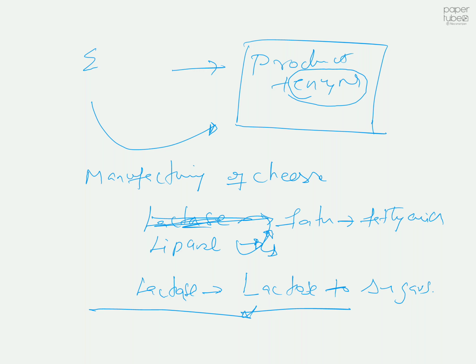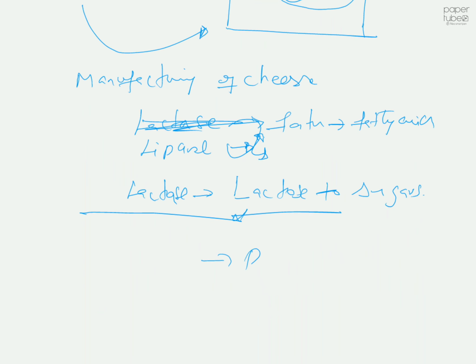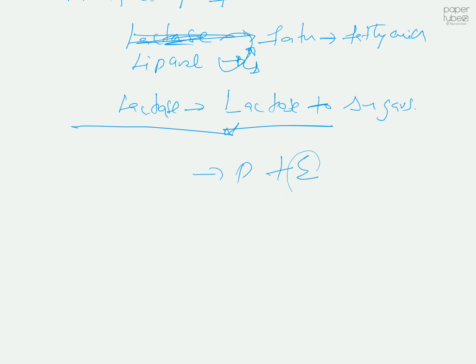But for many industrial products that we produce using enzymes, we expect a high level of purity. So once you have produced your product, we don't want to see this enzyme in the final product, which means your final product should be free of enzyme. If that's the case, then you have to recover the enzyme from the product.